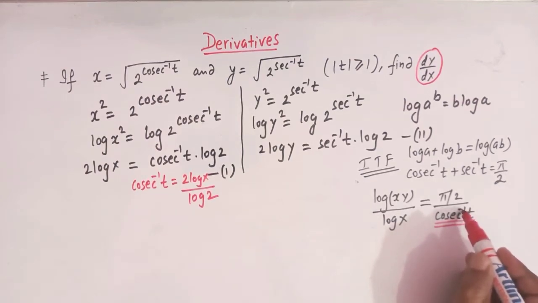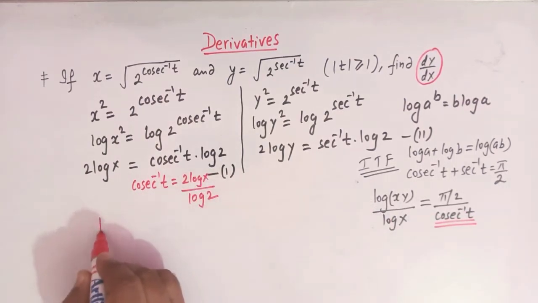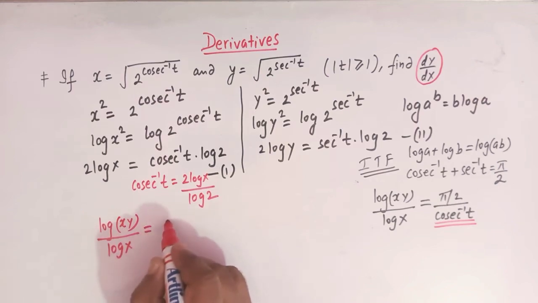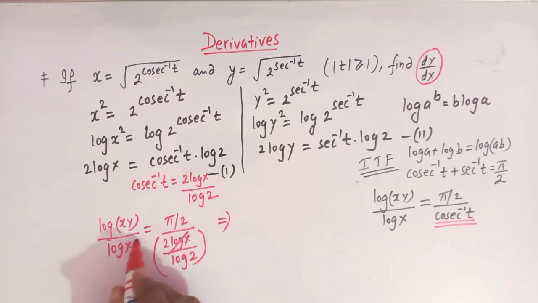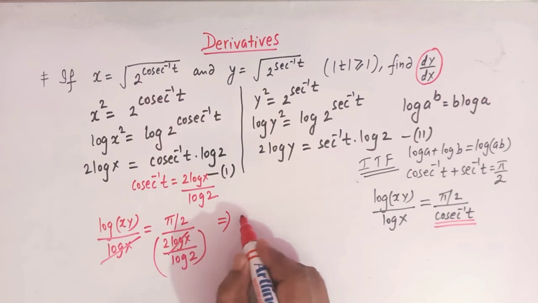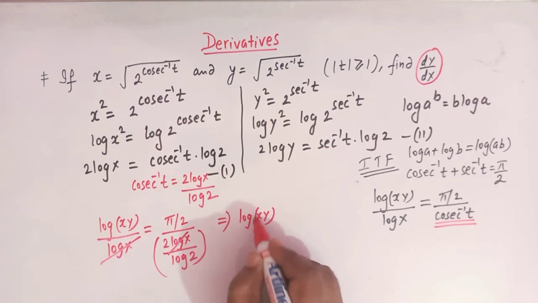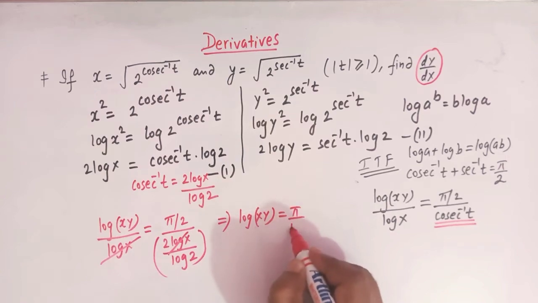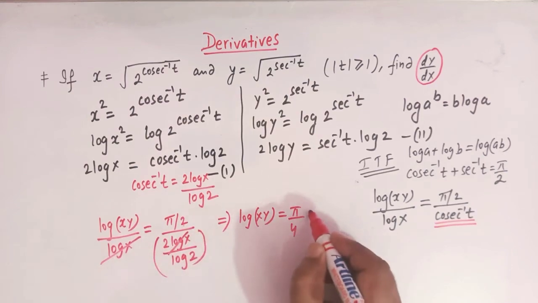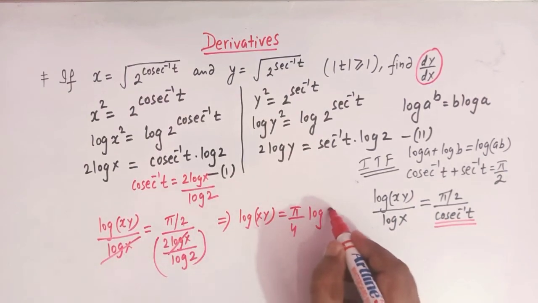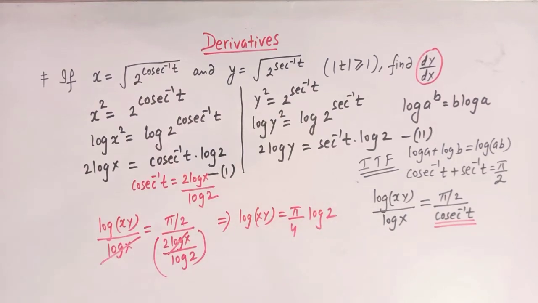So we can replace this cosec inverse t by this expression. So we have log of xy divided by log of x, and then we have pi by 2, and here we have 2 log x divided by log of 2, right? Okay, so now this log x and log x get cancelled, and here we have log of xy is equal to pi over 4. This 2 and this 2 get multiplied, and this log 2 can be taken to the numerator, right? So now we have this expression.